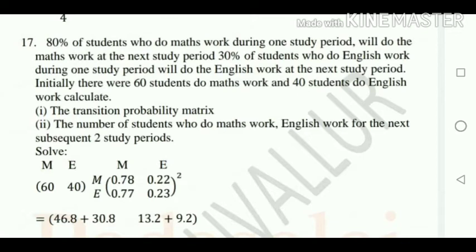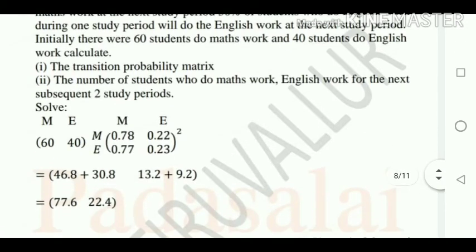This is the question here. Then maths it is 0.78 and English it is 0.22. Likewise, for English it is 0.77 and those people who are following the same thing is 0.23. So multiply this matrix by row, that is row into column.